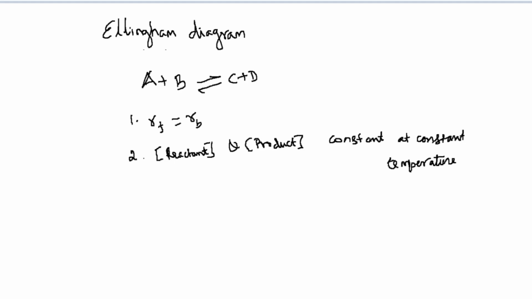So what happens when temperature changes? So forward is exothermic and backward is endothermic. If we want to raise the temperature, what do we have to do? We have to supply heat energy to this equilibrium reaction. When heat energy is given, the reaction will take place in such a direction where heat is absorbed. We assume that forward is exothermic and backward is endothermic.